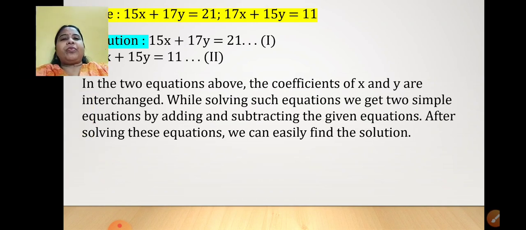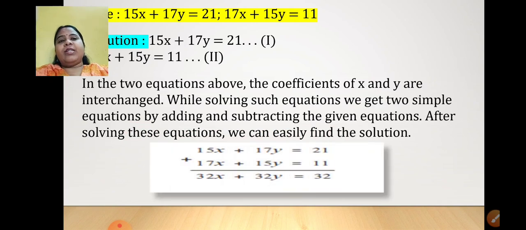Just see the concept. In the two equations above, the coefficients of x and y are interchanged. This is what I wanted you to note. This type of question is there in practice set 1.1, which is kept, and the remaining is omitted for this year. While solving such questions, we get two simple equations by adding and subtracting. After solving these equations, we can easily find the solution. They have mentioned adding and subtracting. It is actually A for addition, S for subtraction, and finally after solving these equations, again you have to add.